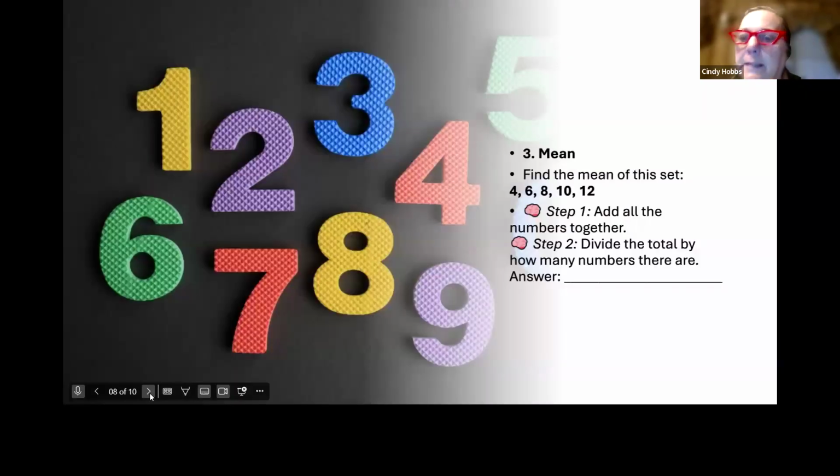Mean: when you find the mean of the set, you add together these numbers. It should be 40 divided by 5, which should be 8. So we're going to have 4 plus 6 is 10. Plus 8 is 18. Plus 10 is 28. Plus 12 is going to be 40. And divide that by 5. That should give us 8.